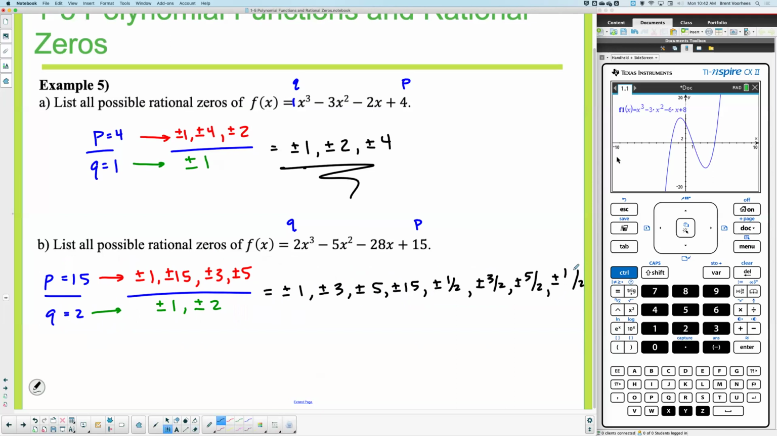That's the last one. That's the only places this graph could ever hit the x-axis, no matter how you change the -5 and the -28. That's what it's saying. The only possible places that could hit the x-axis are there.